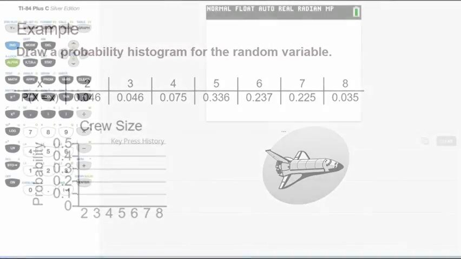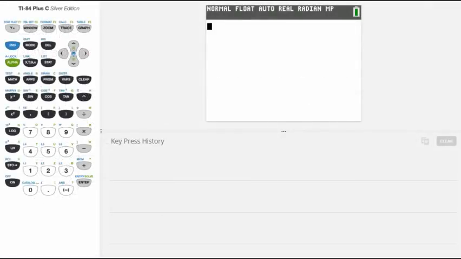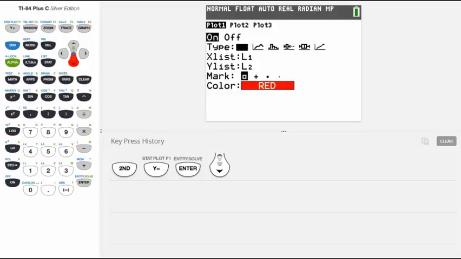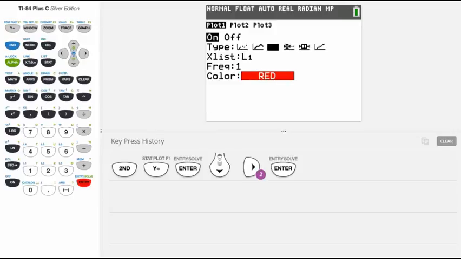Going to our calculator. To see the graph of the data, go to Second, Stat Plot. Make sure one of the stat plots is on. Choose Plot 1, enter. Make sure the type of graph is histogram, then enter. Make sure the X list is L1 and the frequency list is L2.